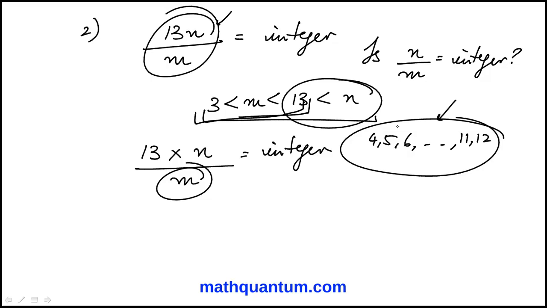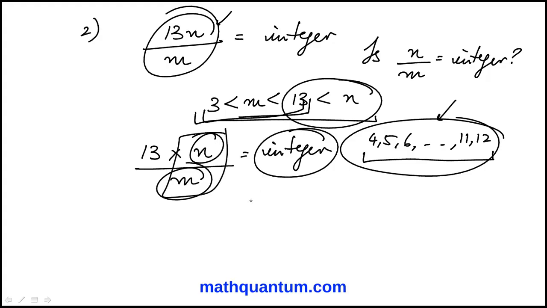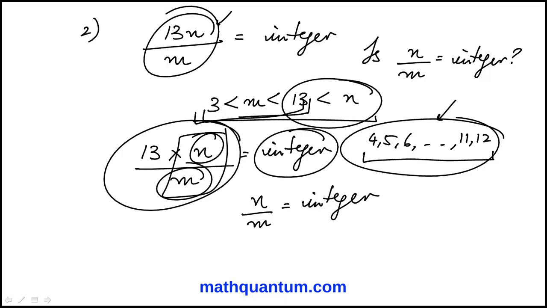None of these numbers are going to divide 13. 13 is a prime number, and none of these numbers from 4 to 12, or numbers less than 13, would be a factor of 13, or would have a common factor with 13. Which means that for this result to be an integer, m must divide n. So, which means that n over m must be an integer. That's the only way I can satisfy statement 2.